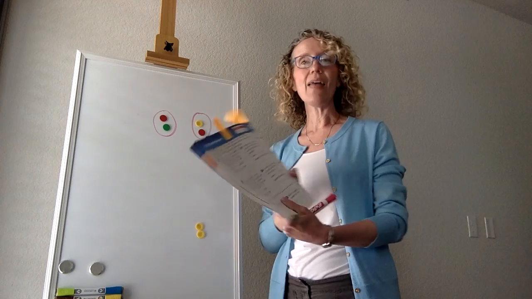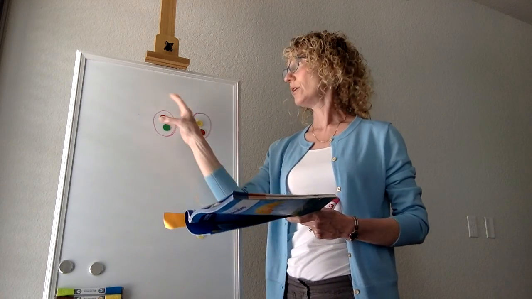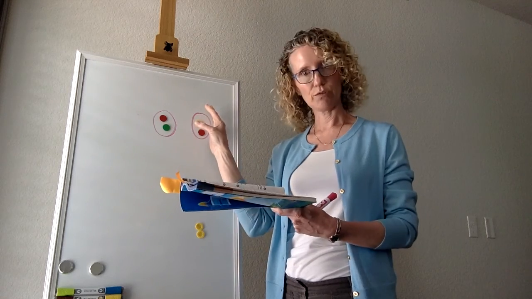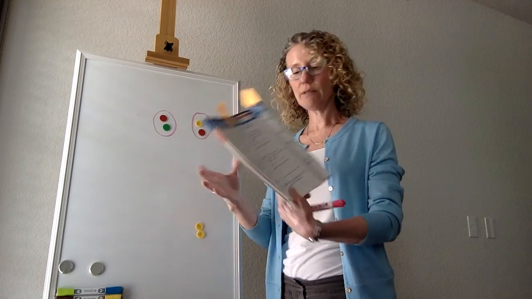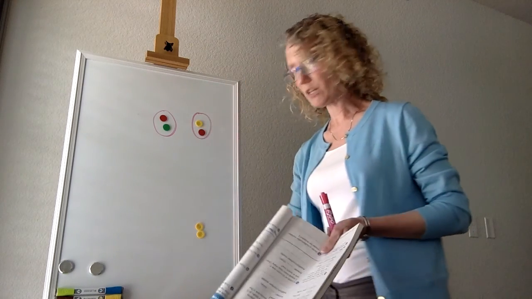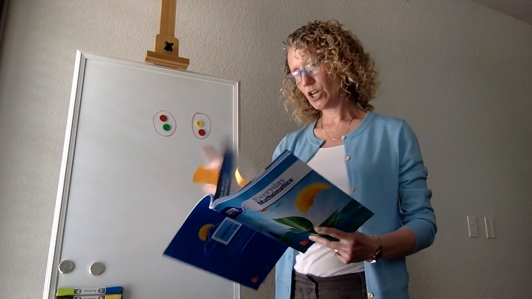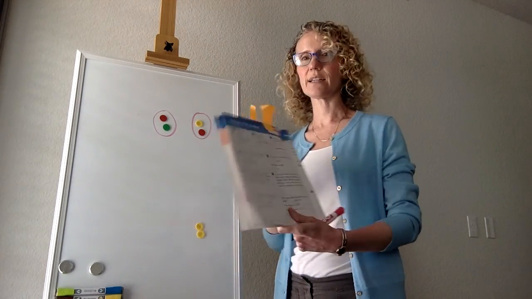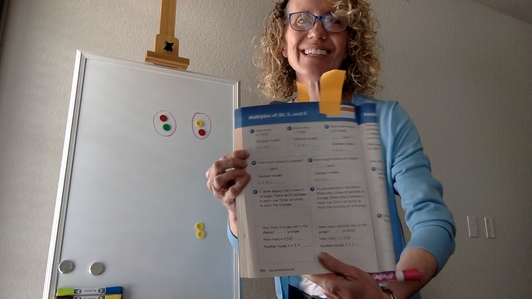Right. And then it asks for another addition number model. So 2 flowers plus 2 flowers equal how many altogether? And so then just finish up that page. But use the manipulatives, and so it helps you with your mental image. Next, turn to page 246. It says multiples of 10, 5, and 2.